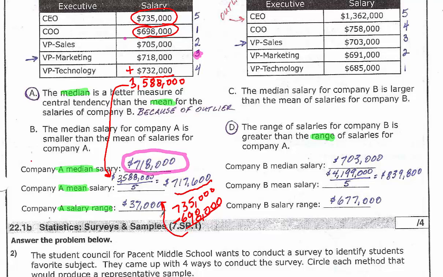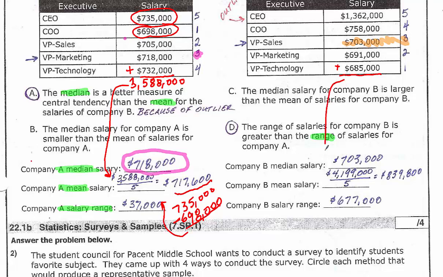So we did that for company A. Then we turned around and did the very same thing for company B. Did the median first. So we went through and did that same process of putting them all in order, least to greatest, finding number 3 right here, and that was our median. Then we did the mean salary, added them all together.